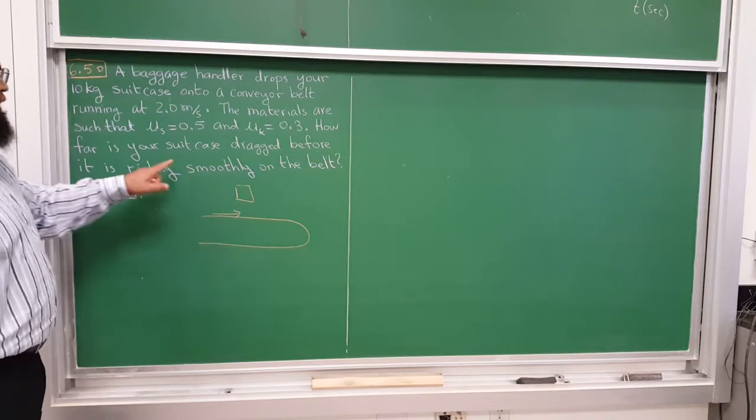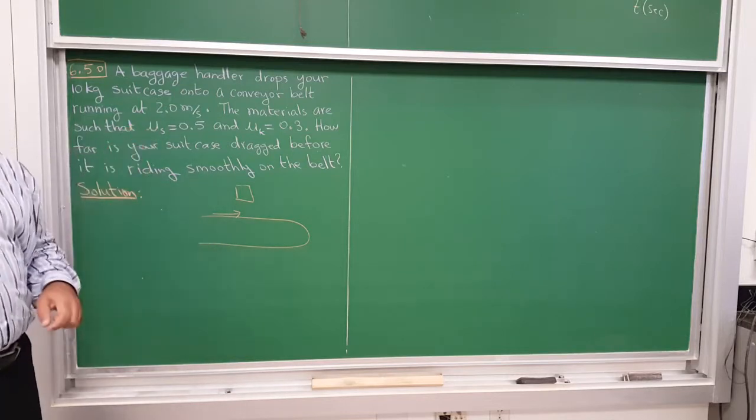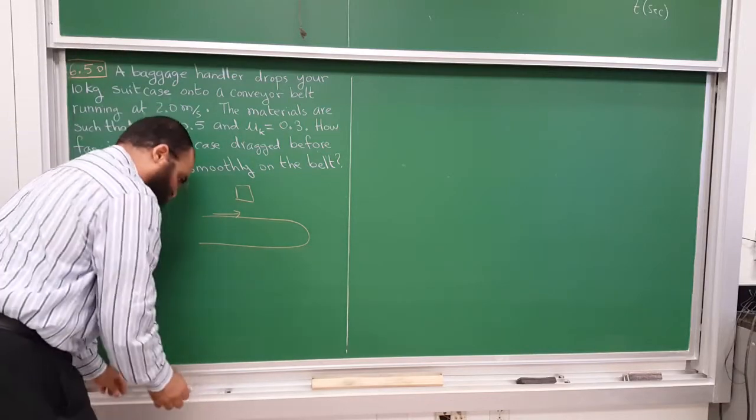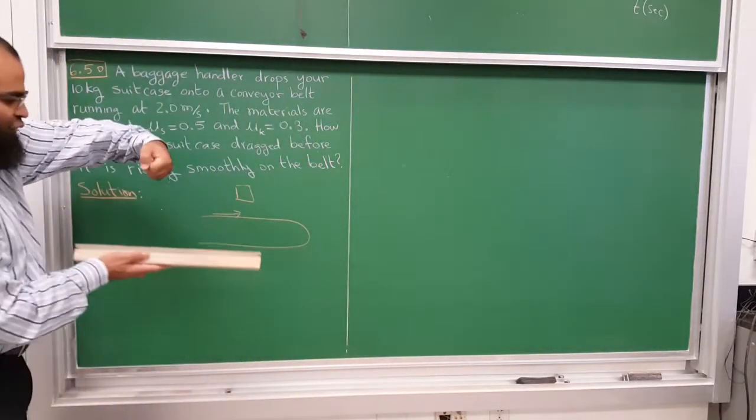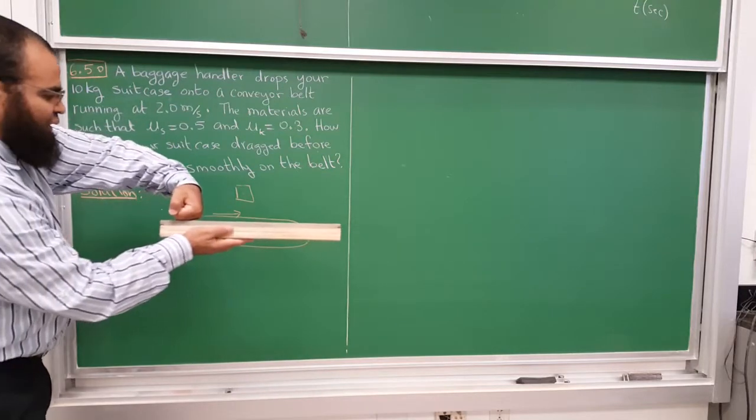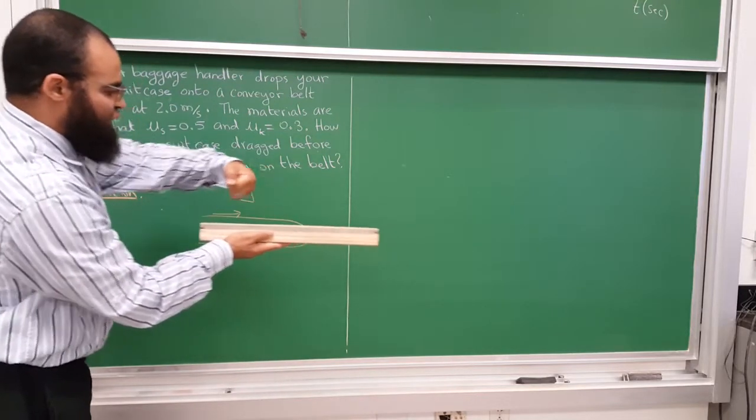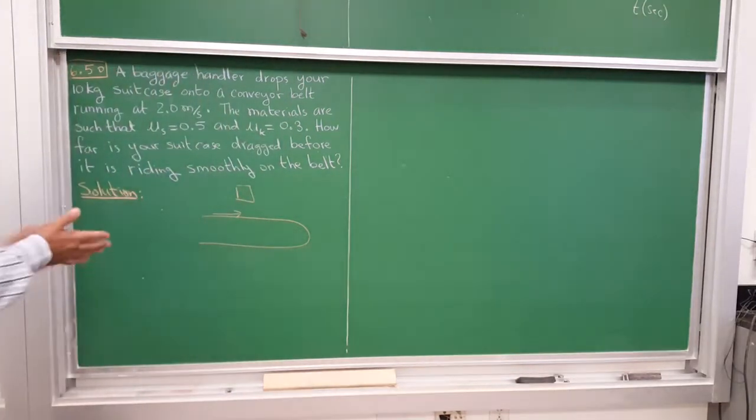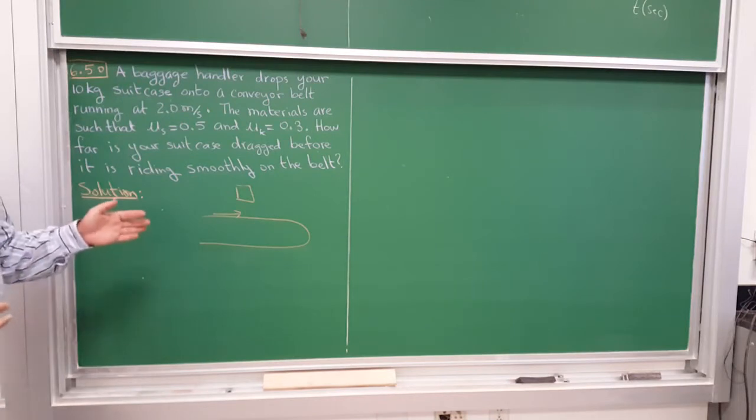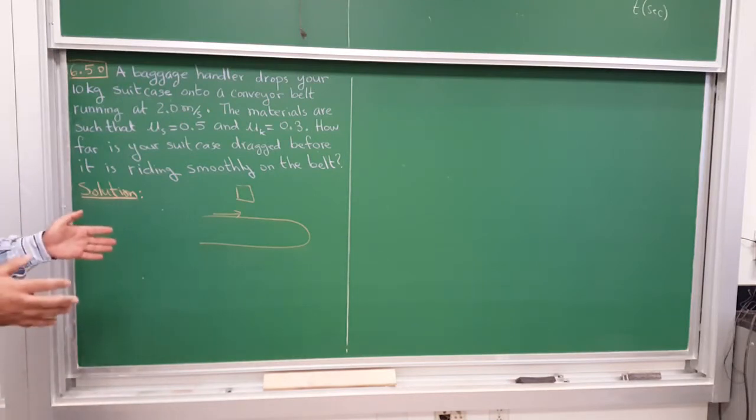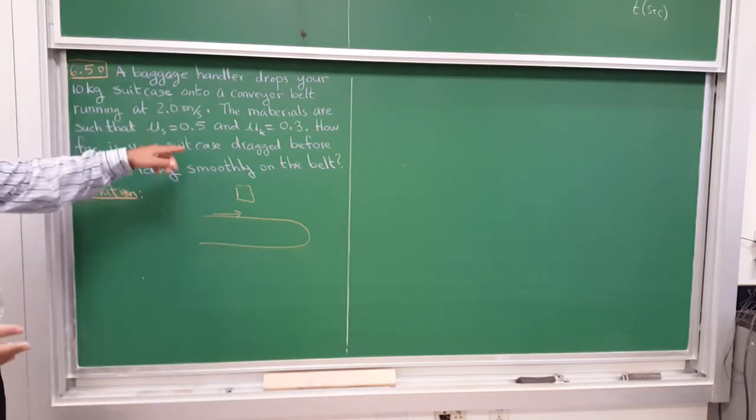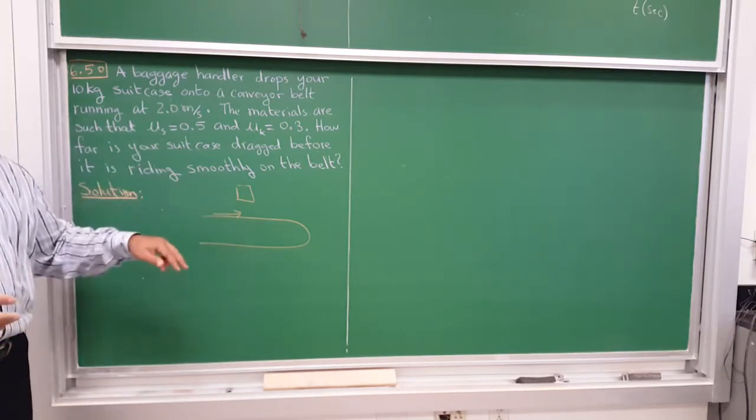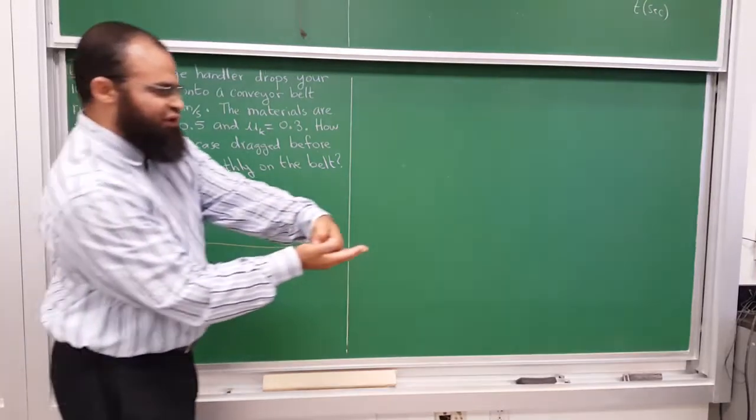The conveyor belt is moving at 2 meters per second. So the conveyor belt is moving your bag, and your bag is doing this. It will be rubbing against it. So there will be a force of kinetic friction between them until your bag catches up in speed and moves at 2 meters per second. So it will be moving at the same speed as the conveyor belt.